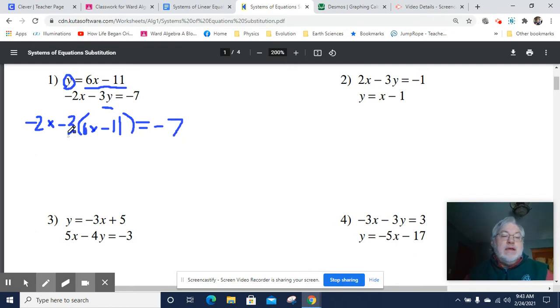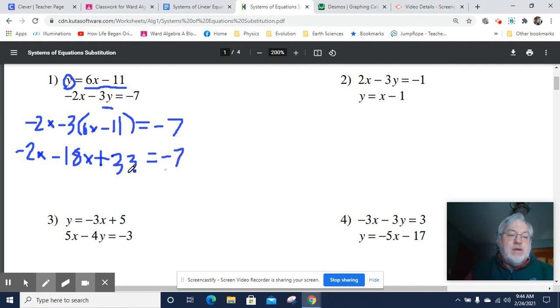Okay, so let's start simplifying this. The first thing to do is distribute this negative 3. I'll have negative 2x still. And the negative 3 times 6x is going to be negative 18x. Okay, so that becomes a minus 18x. The negative 3 times negative 11 is going to be plus 33. And that still equals negative 7.